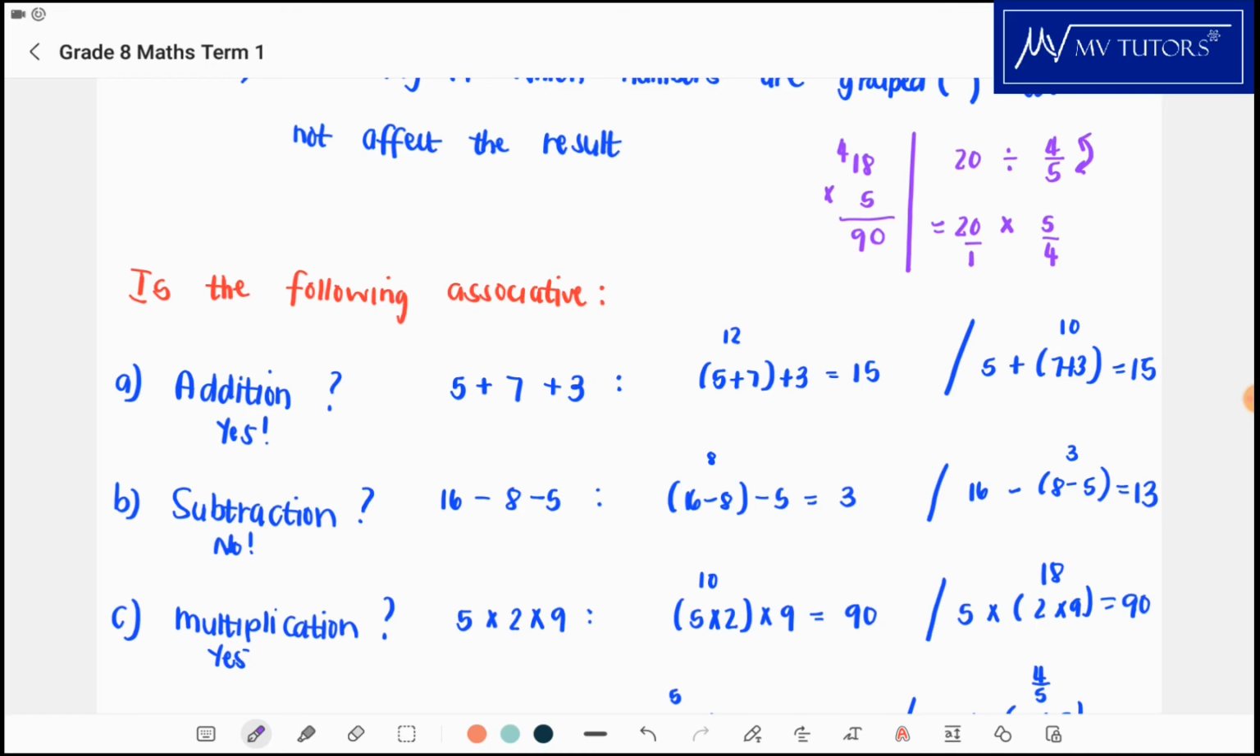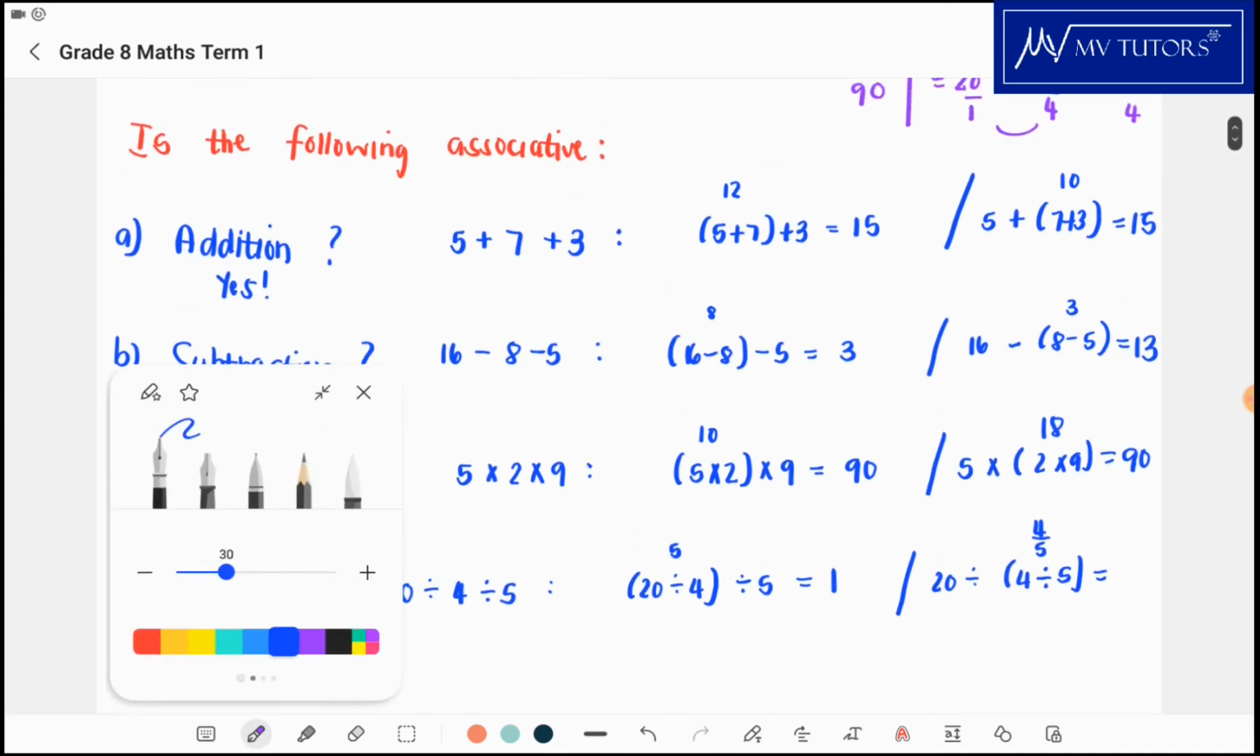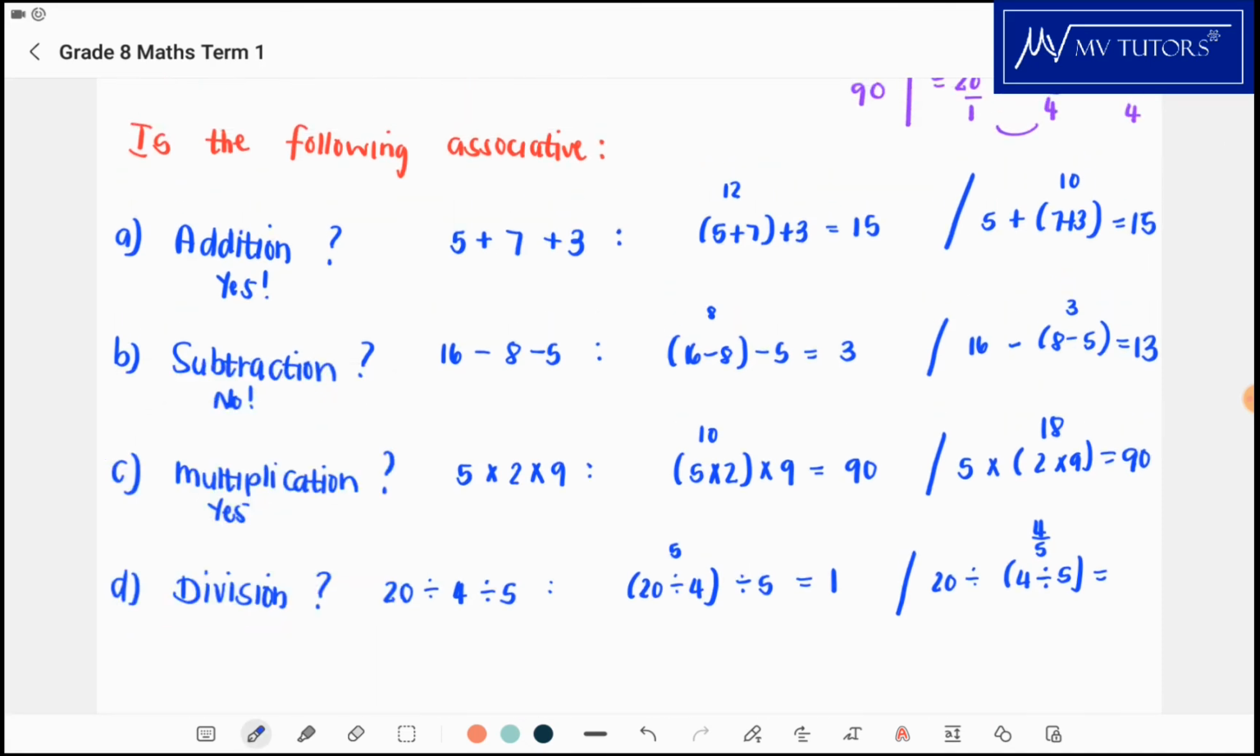Okay? And whenever we multiply fractions, we multiply the numerators together. So 20 times 5 is 100, and 1 times 4 is 4. And what is 100 divided by 4? It is 25. So we can go ahead and write our answer. 20 divided by 4 over 5 is actually 25.